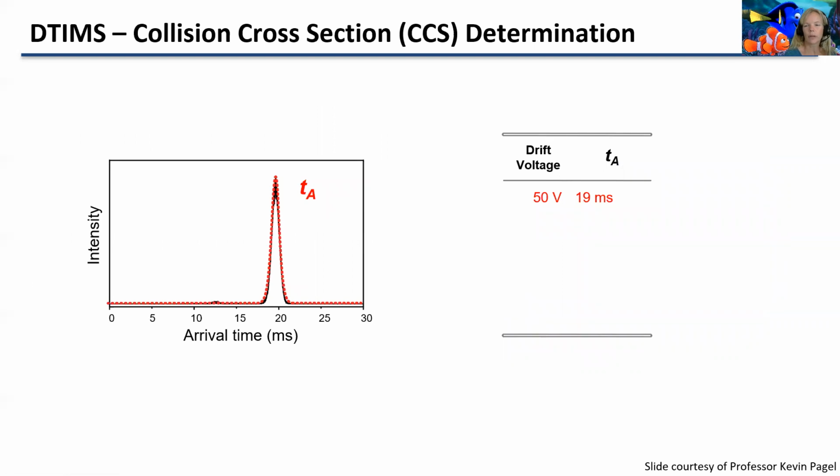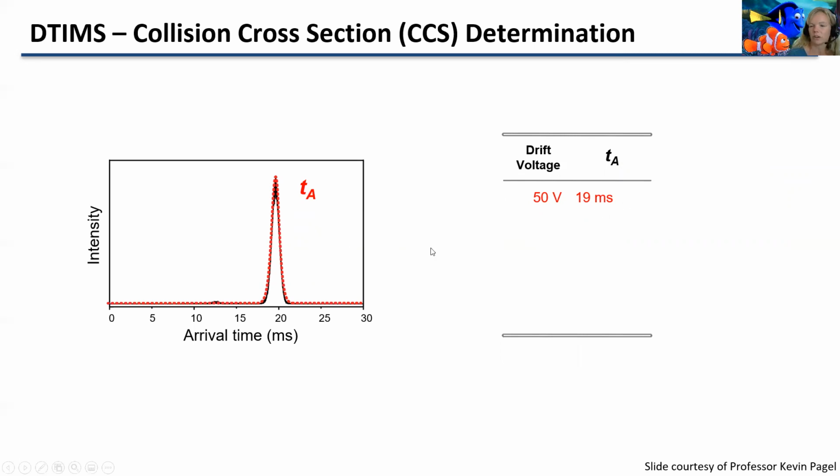So to show you how we would do a collision cross section determination to get the absolute collision cross section of the molecule in our system, we put a specific voltage on our system. If we have a 10 centimeter cell, say, then 50 volts over those 10 centimeters would give us 5 volts per centimeter as our electric field. This would give us an arrival time of our molecule at 19 milliseconds.